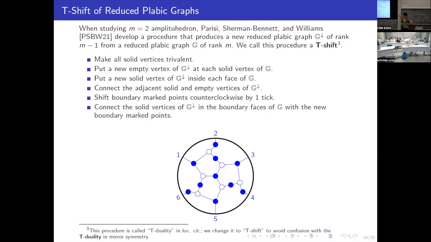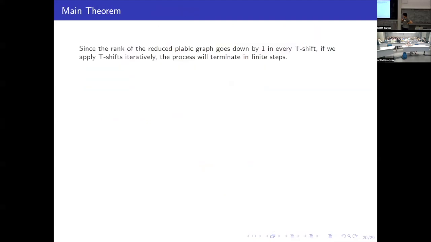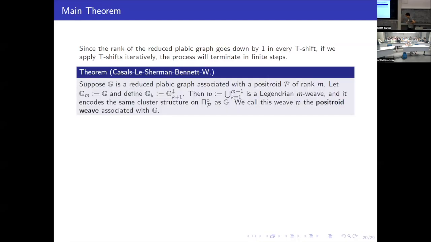Okay, so this is from the study of the amplituhedron. But then we observed that if you keep doing this, the rank drops by 1 every time. So in the end, you're going to run out, and the procedure is going to terminate. So how do you relate these graphs? We proved that if you start with a reduced plabic graph of rank m and just keep doing this procedure, then you take the union of all the graphs that you get, and that graph is a Legendrian weave. It describes the same cluster structure as the reduced plabic graph that you started with. And we call this a positroid weave.